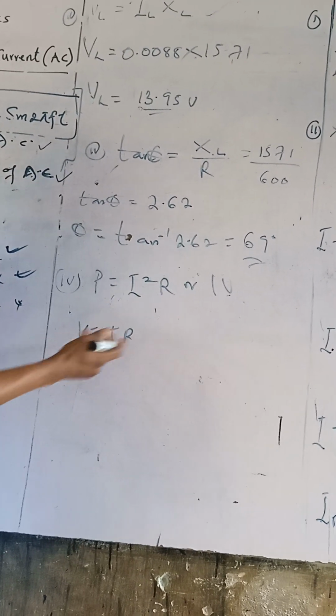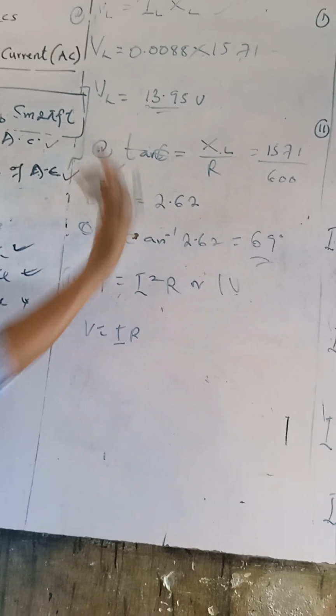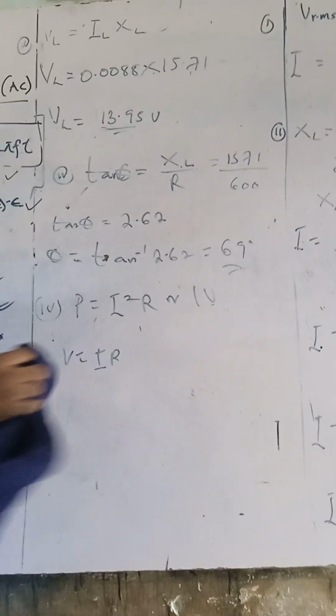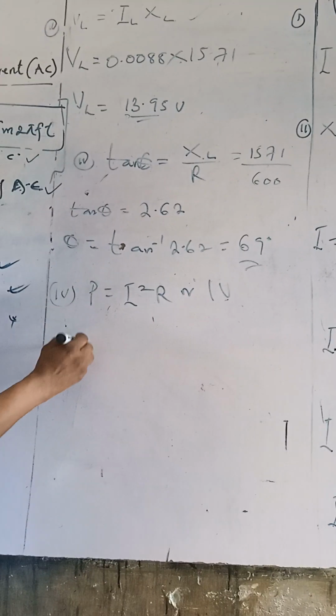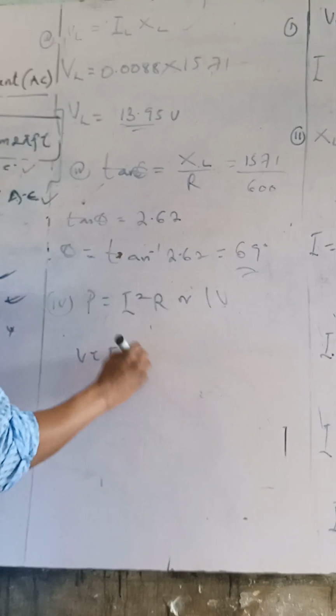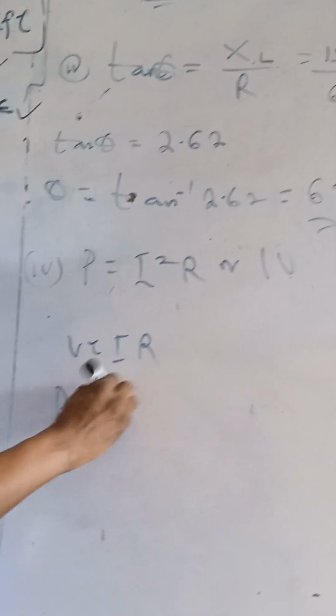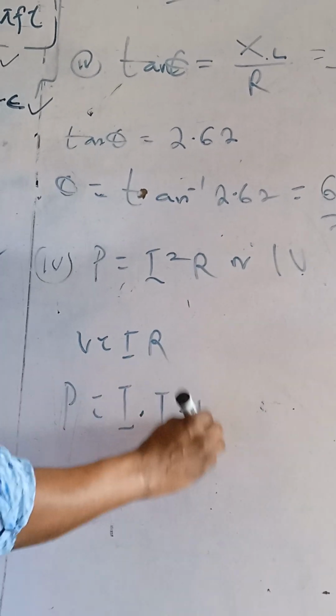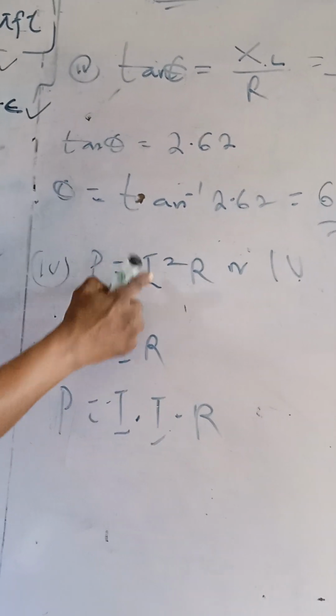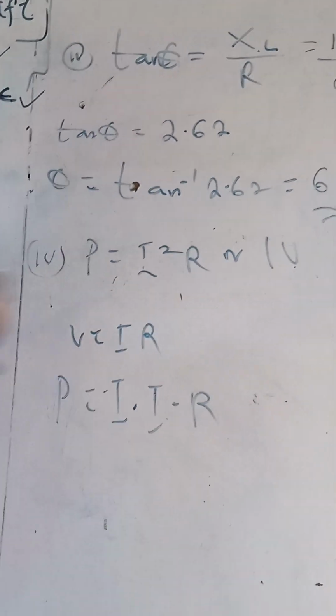This is not part of the solution. I just want to let you know that the two of them are the same thing. So V is equal to IR. By the time you put V here, I'll be having power is equal to I times R, and that is I times I times R, I square R. That is how they call this.